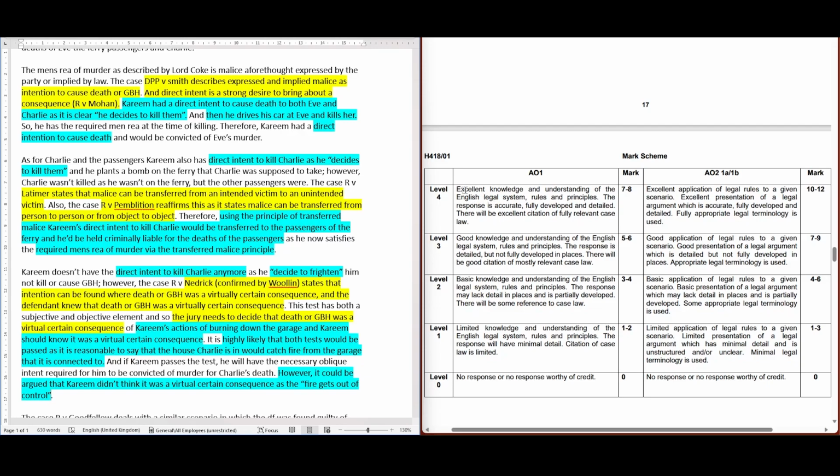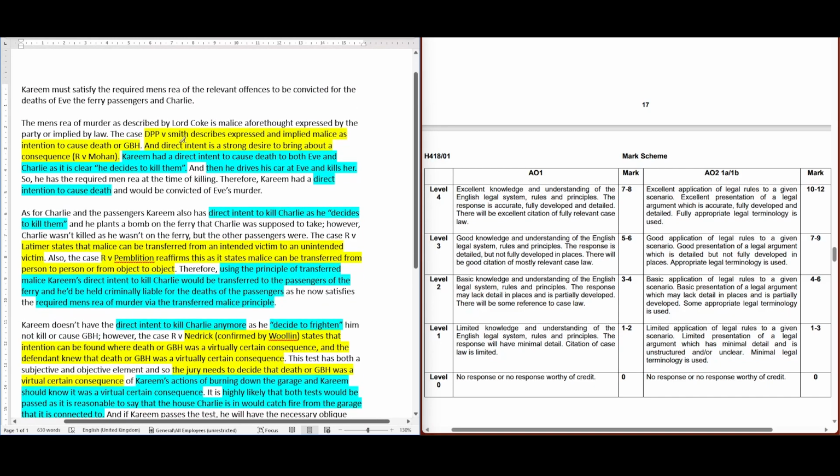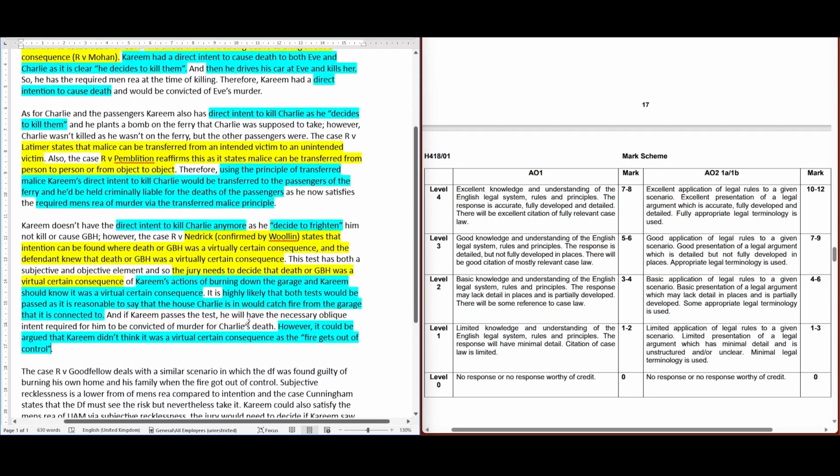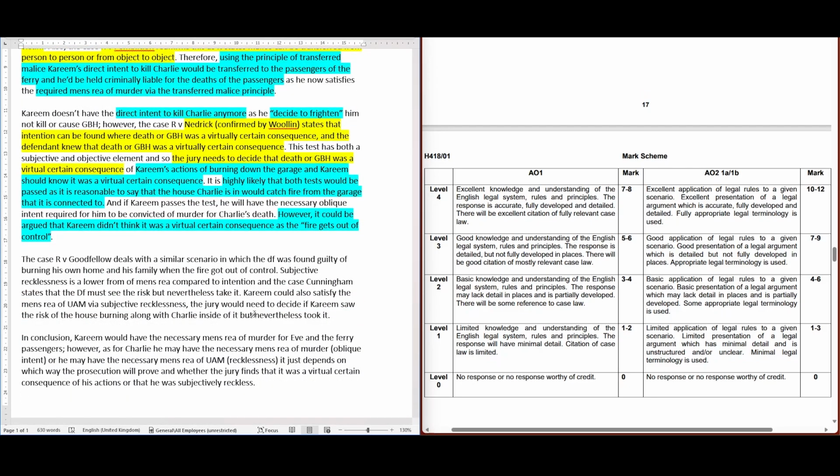Excellent knowledge and understanding of the English legal system, rules and principles. The response is accurate, fully developed and detailed. There will be excellent citation of fully relevant case law. Are all the case law used relevant? Yes it is. Either the facts or the legal principle are relevant to the scenario.